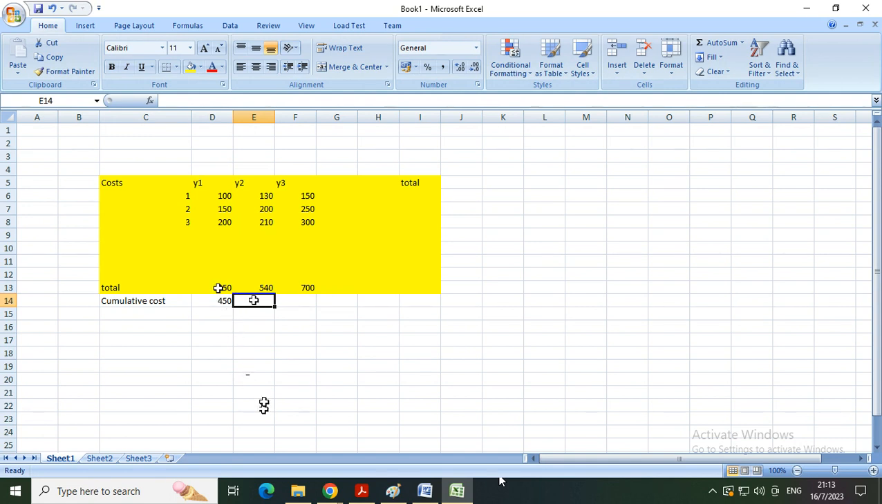The difference between these two? No, no, not the difference. It is the sum of these two. Okay. It is going to be the sum of these two. So equal to 990. Yeah, equal to this plus, we can say sum of this one. In that way, if you drag this, you will get the cumulative cost. You got it?